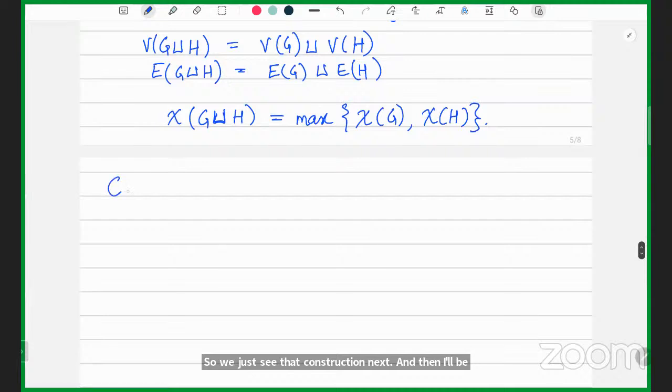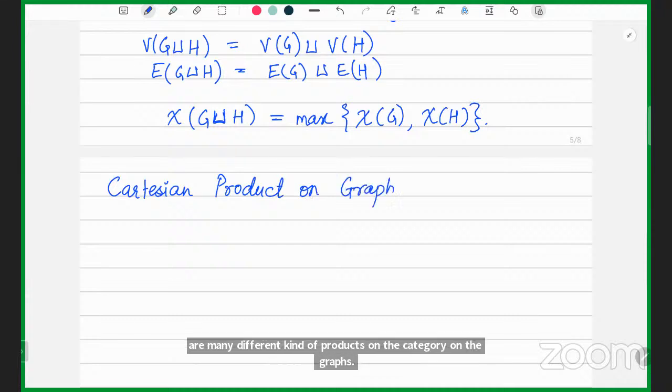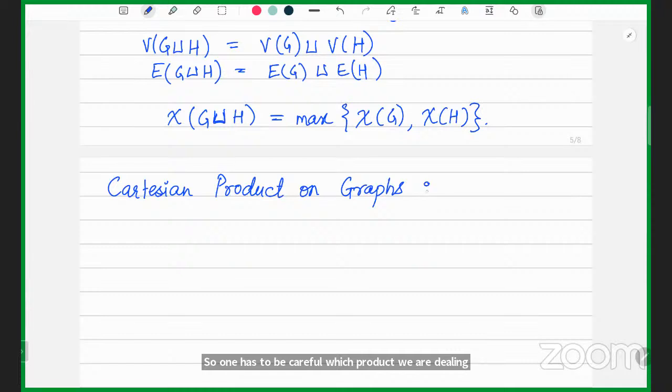And this is called the Cartesian product of graphs. There are many different kinds of products in the category of graphs, so one has to be careful which product we are dealing with. In today's talk, I'm talking about the Cartesian product. There is a categorical product, there is a strong product. But right now we only deal with the Cartesian product.